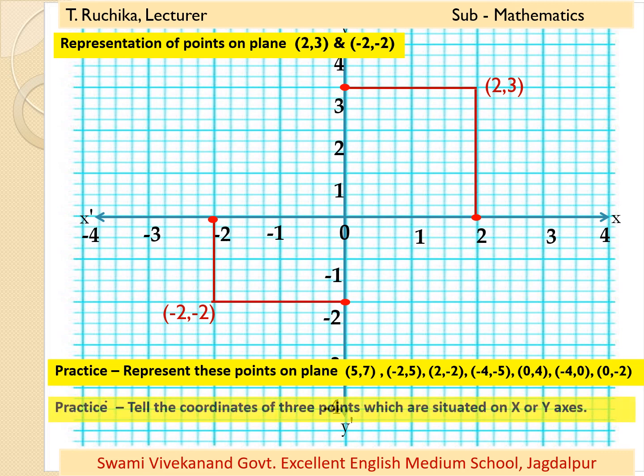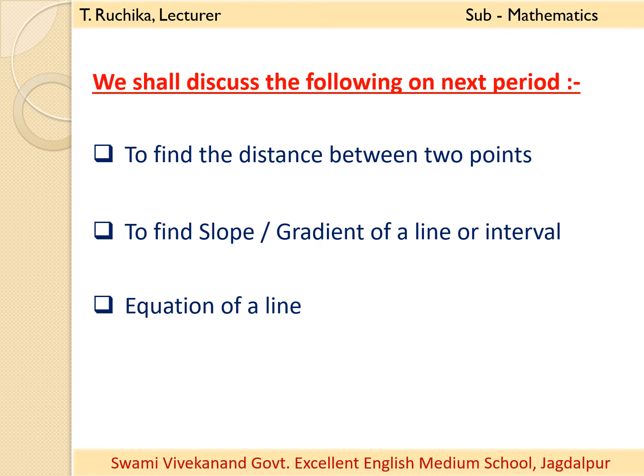And the second question is, you have to tell the coordinates of 3 points which are situated on x-axis and 3 points which are situated on y-axis. In the next period or in the next video, we shall discuss to find the distance between 2 points, to find slope or gradient of a line or interval, and we'll discuss the equation of a line.